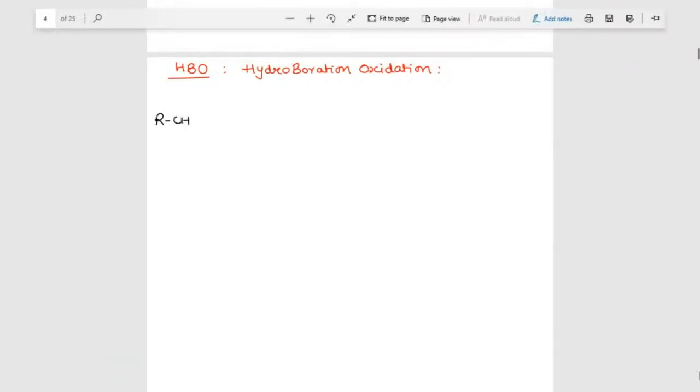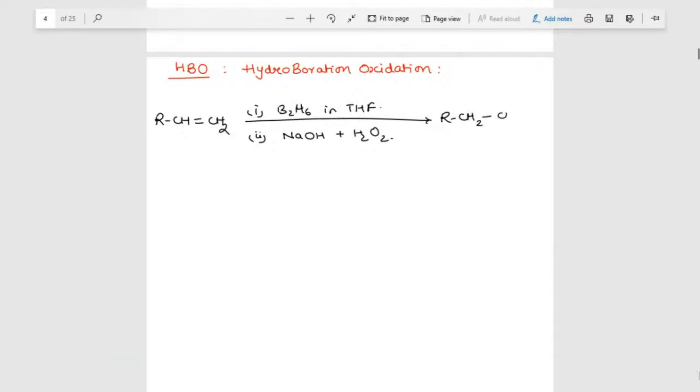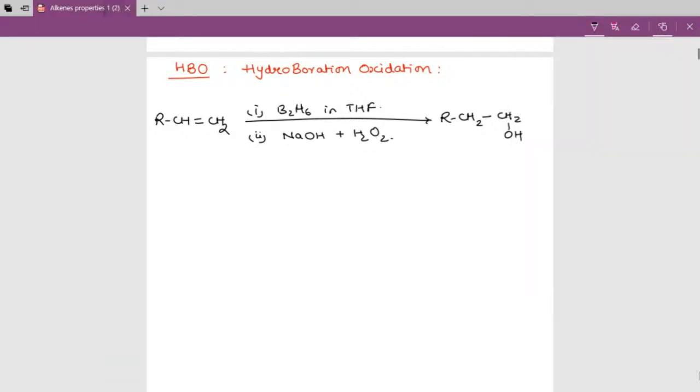So let us have an unsymmetrical alkene like this. It is a two-step reaction. In step 1, we have B2H6, which is dissolved in THF. What is the purpose of THF? I'll tell you. And in the second step, we need NaOH plus H2O2. The product we get as a major is RCH2CH2OH.